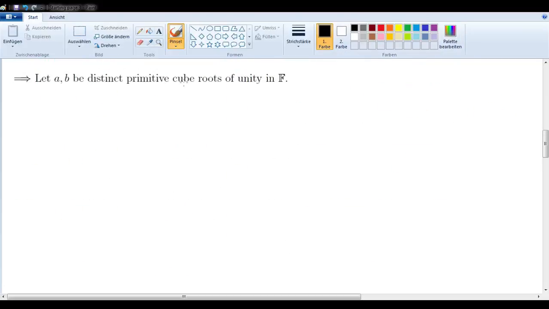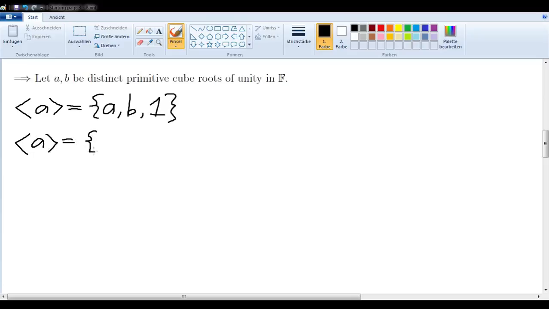So let A and B be distinct primitive cube roots of unity in F. Now, since A is a primitive cube root of unity, we know that the set generated by A must include all the cube roots of unity. So it must be A and B and 1. So it includes only those 3 cube roots of unity. We also know about this set generated by A that it is just A to the first power, A to the second power, A to the third power, and so on.